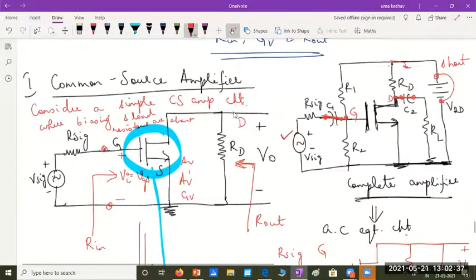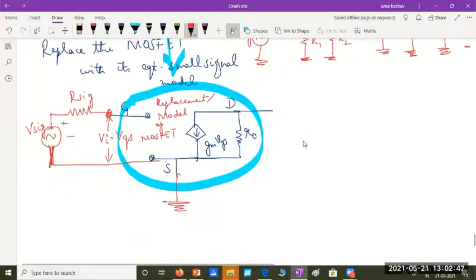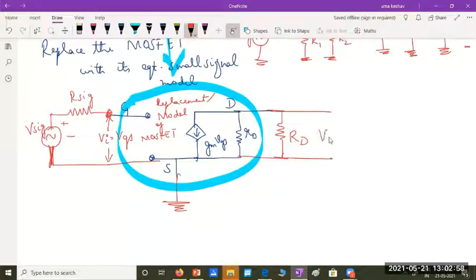Now, what do I have on the output side? Between drain and source, what is connected? A single resistance RD. So, between the drain and the source, which is grounded, you have a single resistance RD connected. Across this resistance, we should measure the output voltage Vo. Okay. Are you following what we are doing here?